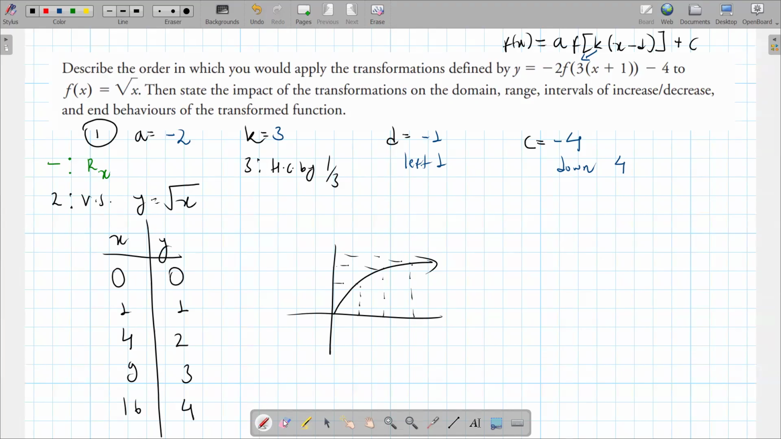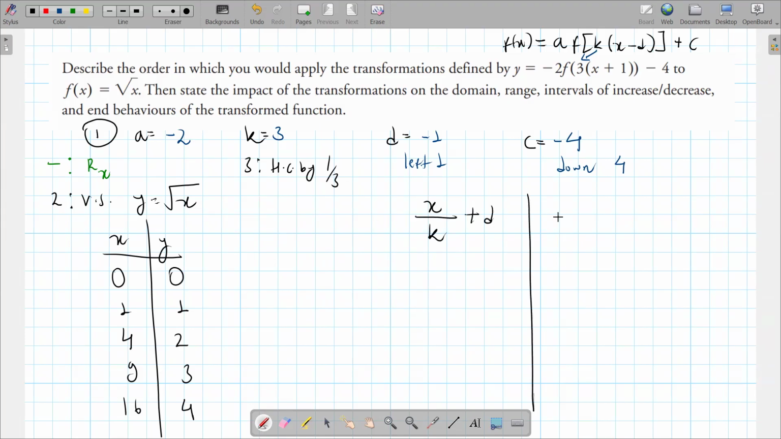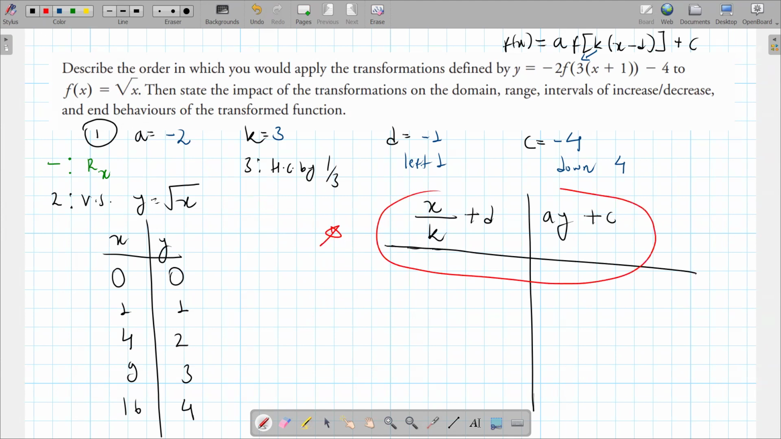And then what we're going to do is we're just going to use the point mapping rule to come up with a new table. And it looks like this. This is the point mapping rule. x over k plus d. And then on the other side, we have ay plus c. By the way, okay, this next part is important. This point mapping formula is only valid if your function is in this form.